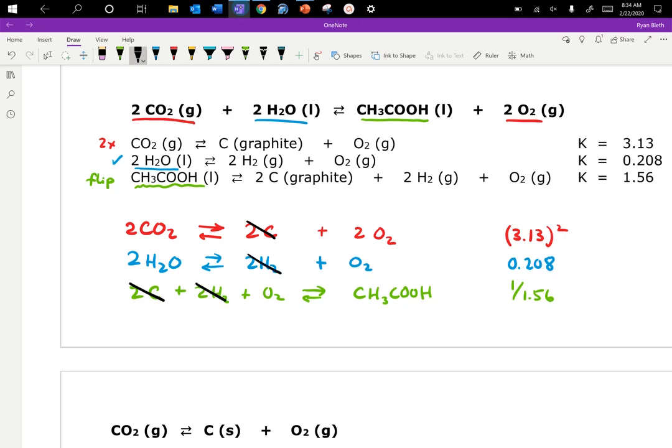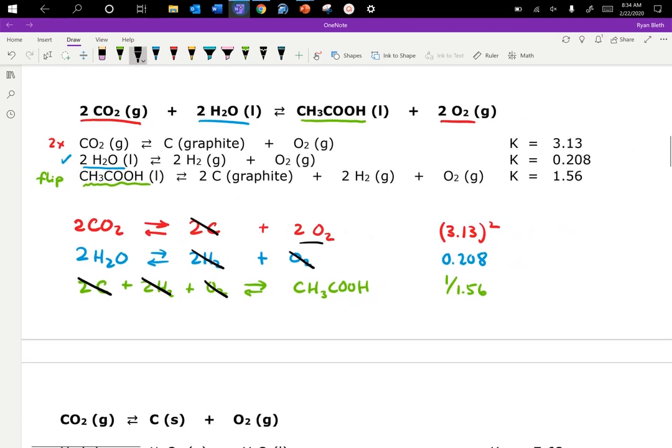2 hydrogens on the left, 2 on the right. That cancels out. And then our oxygens, we do want these 2 on the right. We're going to need those in our overall reaction. But beyond that, we have these other oxygens that would cancel. So those would go away. And sure enough, it leaves us with exactly what we want. So we've got just the right pieces in just the right places.